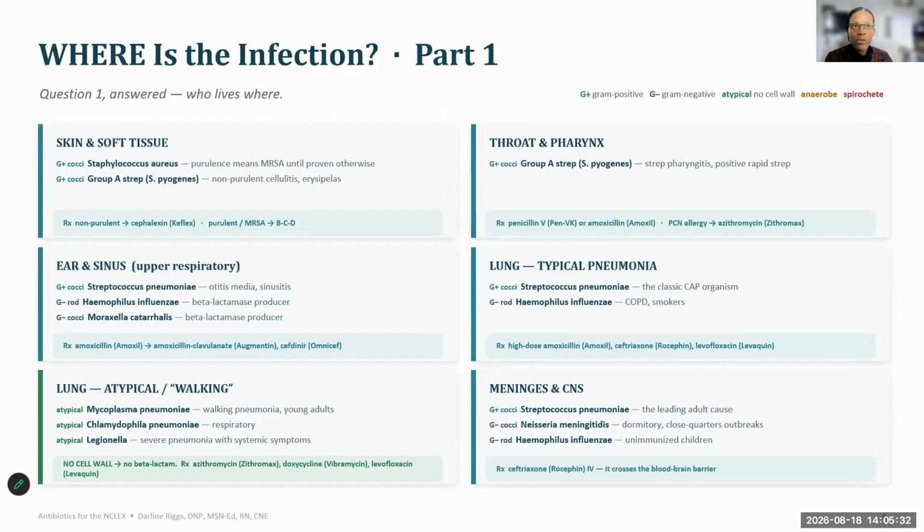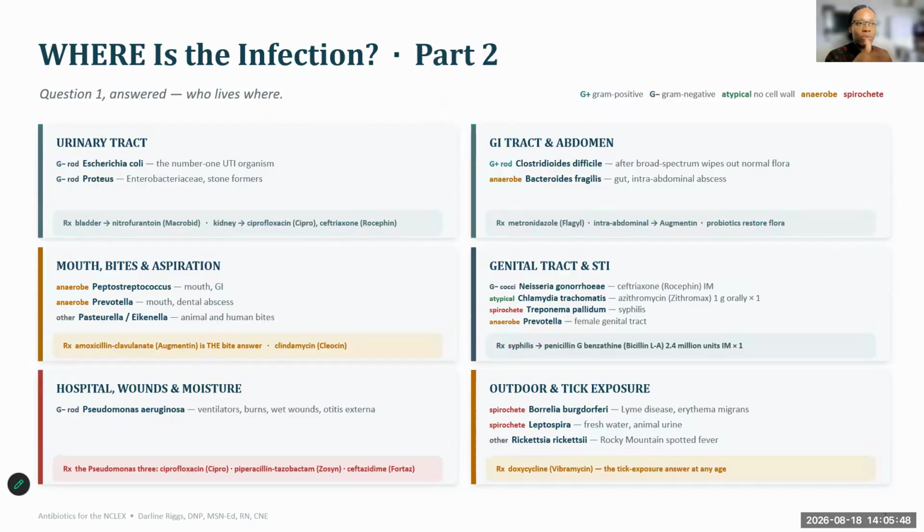Typical Streptococcus pneumonia, amoxicillin. Atypical, you cannot use penicillin for those. We're going to go to the azithromycins. So you'll have to spend a minute on this slide. I would recommend it. It's not something you see one time and then boom, you got it. You have to look at it over and over again and make it make sense.